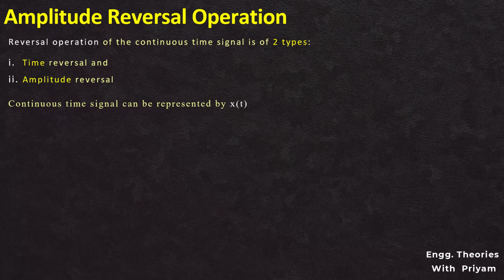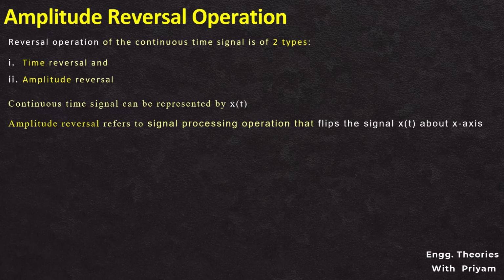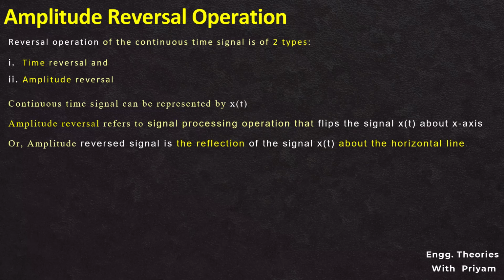Amplitude reversal operation is a signal processing operation that flips the signal x(t) about the x-axis, or the amplitude reversed signal is the reflection of the signal x(t) about the horizontal line. In this operation, the signal is multiplied by -1. This is also known as the amplitude folding operation of the signal x(t).